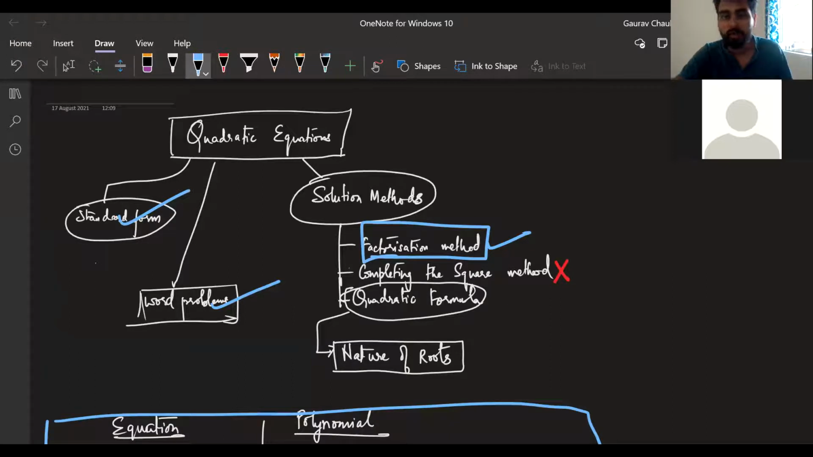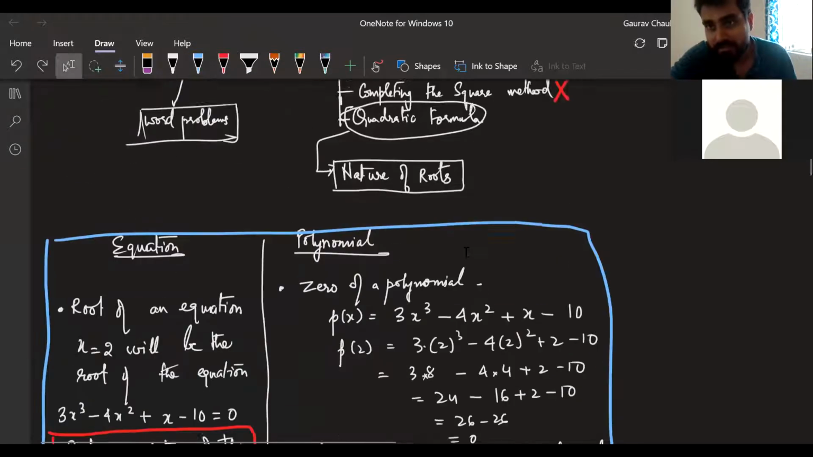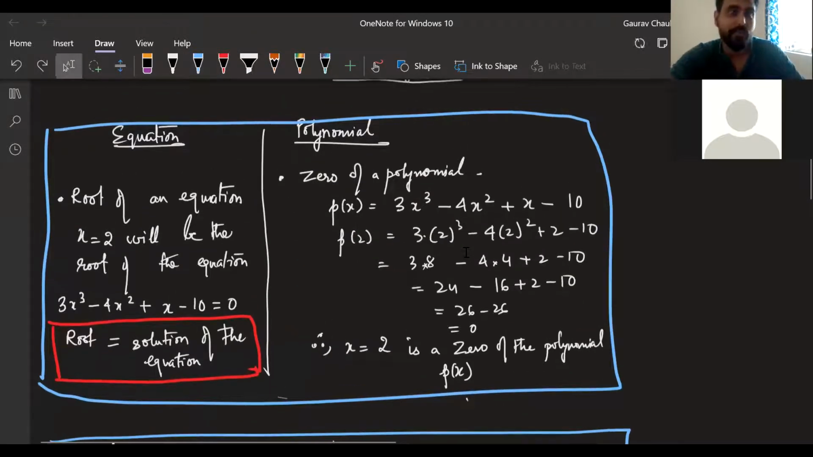So before I go to the homework, discussing the questions which were difficult in the homework, what I want to do is recap the factorization method for all of us. Recapping the factorization method. Before that, let's go back to what we have learned so far.